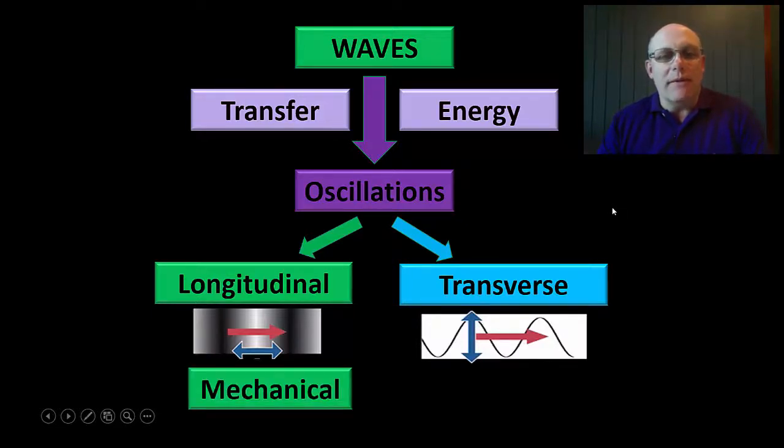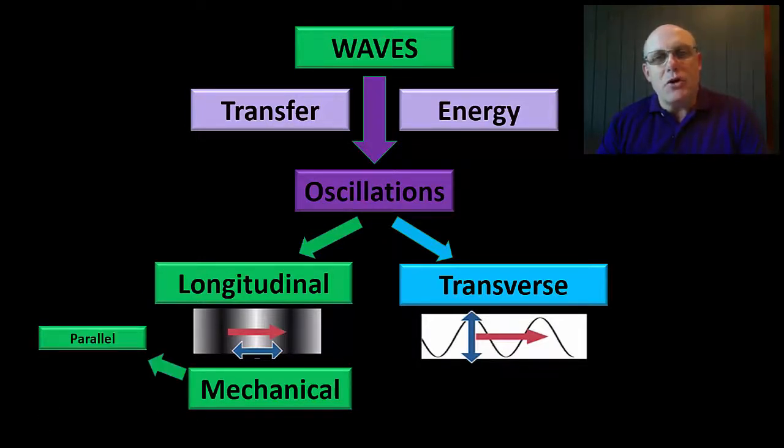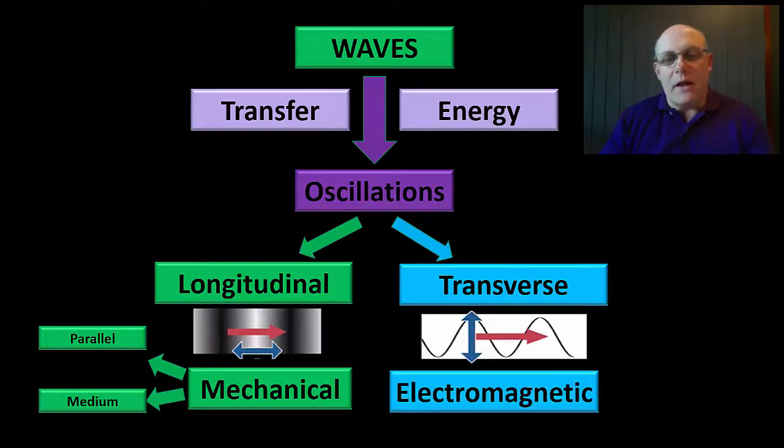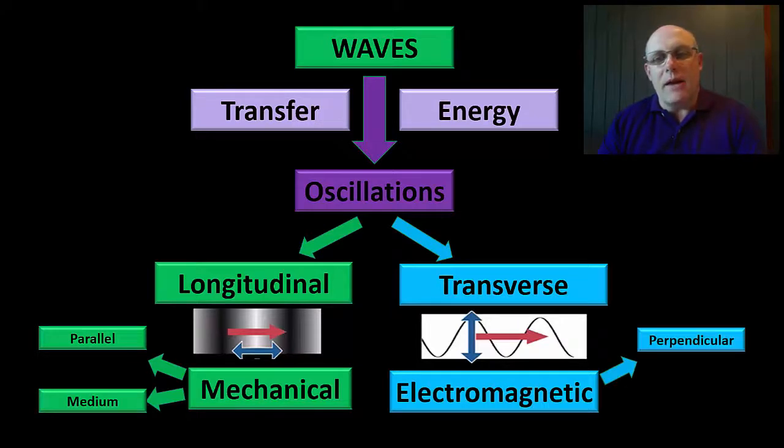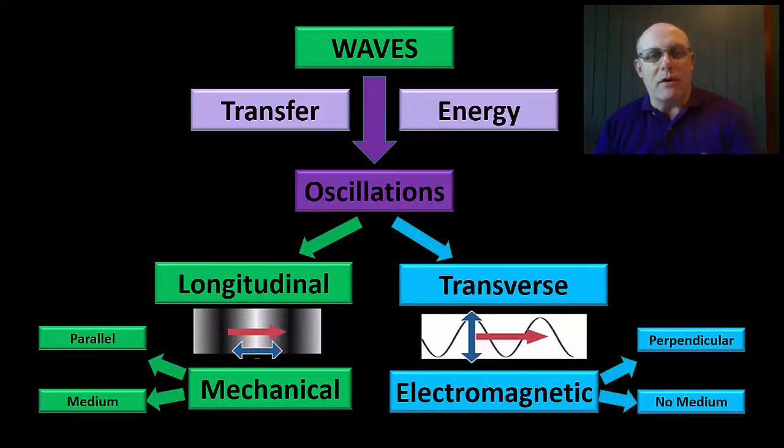In a longitudinal wave, we classify those as mechanical waves, and the motion of the particles in the wave is parallel to the direction of the wave. These waves also need a medium to travel in. Now transverse waves are electromagnetic waves, and the motion of the particles is perpendicular to the direction of the wave, and they don't actually need a medium to travel in. An example of a mechanical wave would be a sound wave, and a transverse wave would be a light wave. They're probably the two classics that we need to look at.